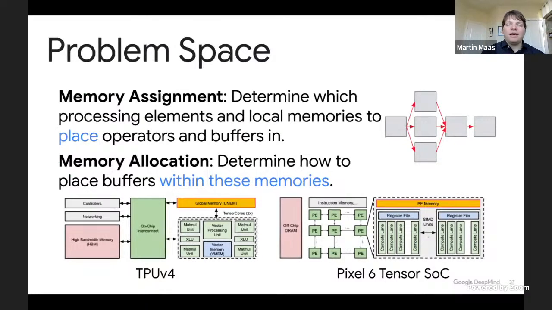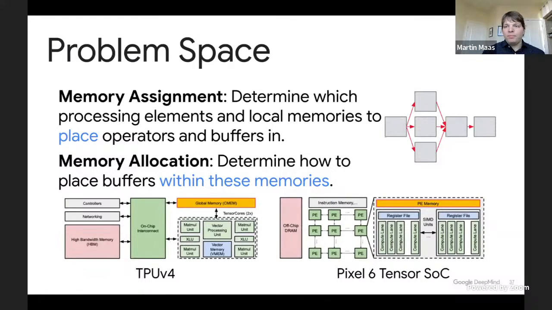And in the ML compiler space, there are a number of problems related to how to map an execution graph down to the memory buffers on these accelerators. That is generally a hard problem. There are several pieces to it. One is what's called memory assignment.